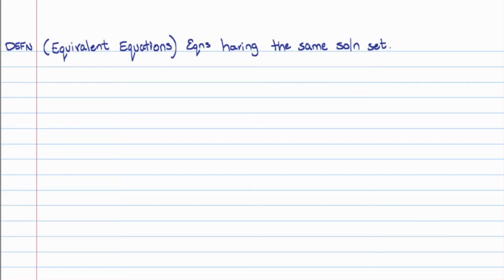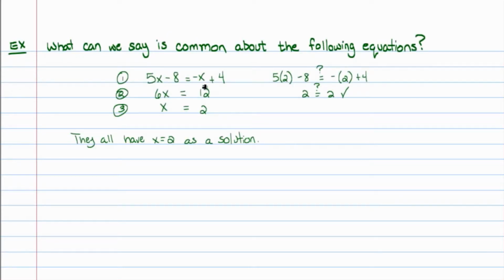So if I go back to that previous example, because they all have the same solution, x equals 2, these are all equivalent equations. And as I mentioned before, I consider them to be of the same genetic code. They're born of the same species or whatever.